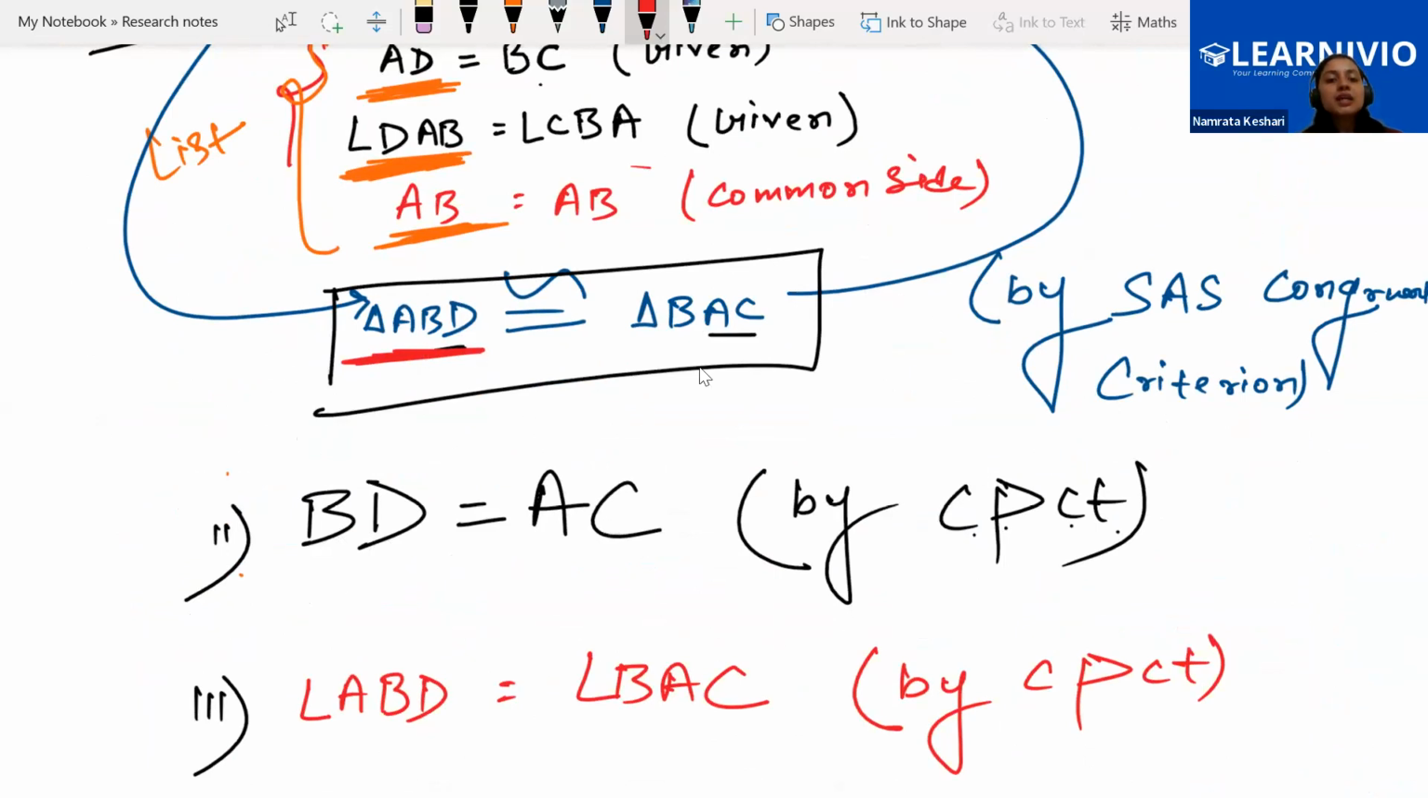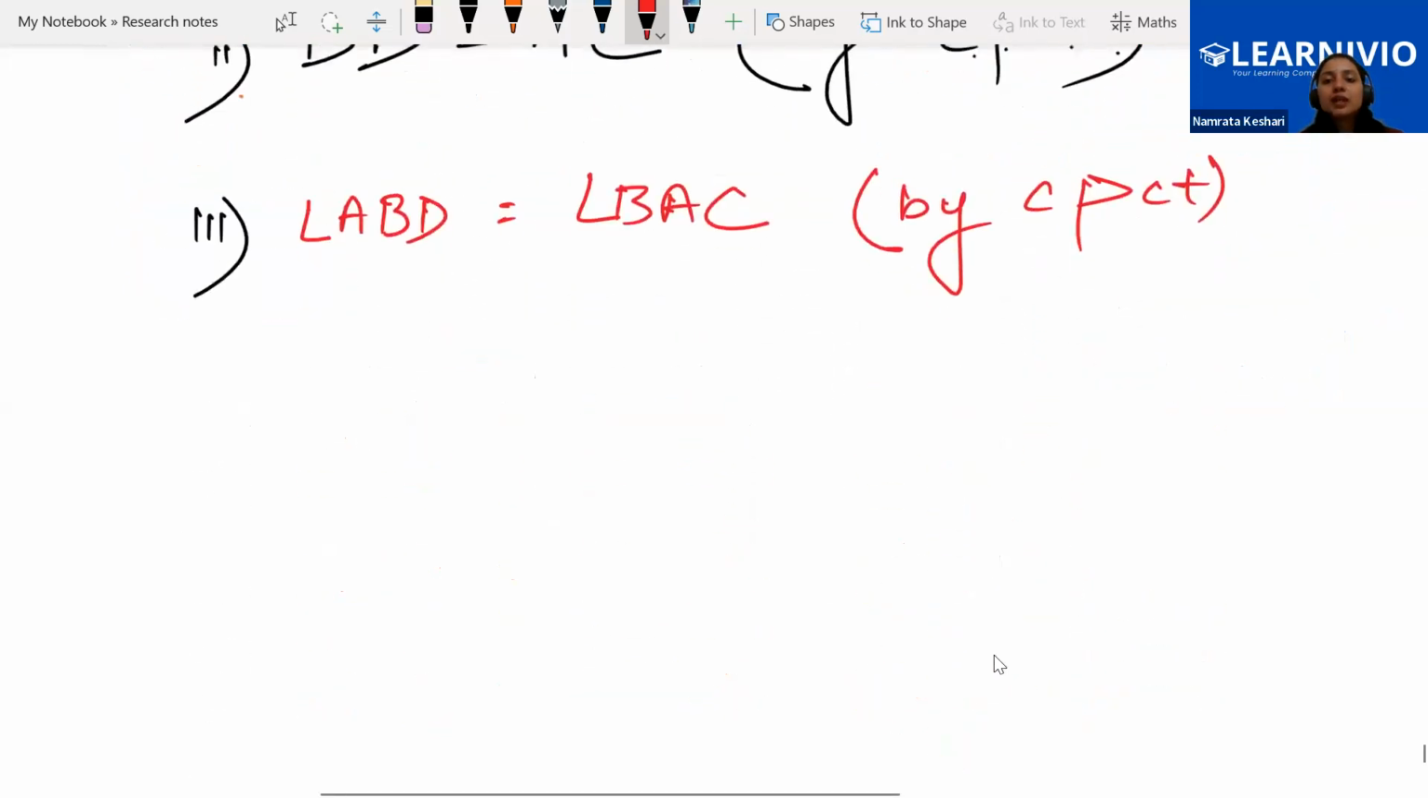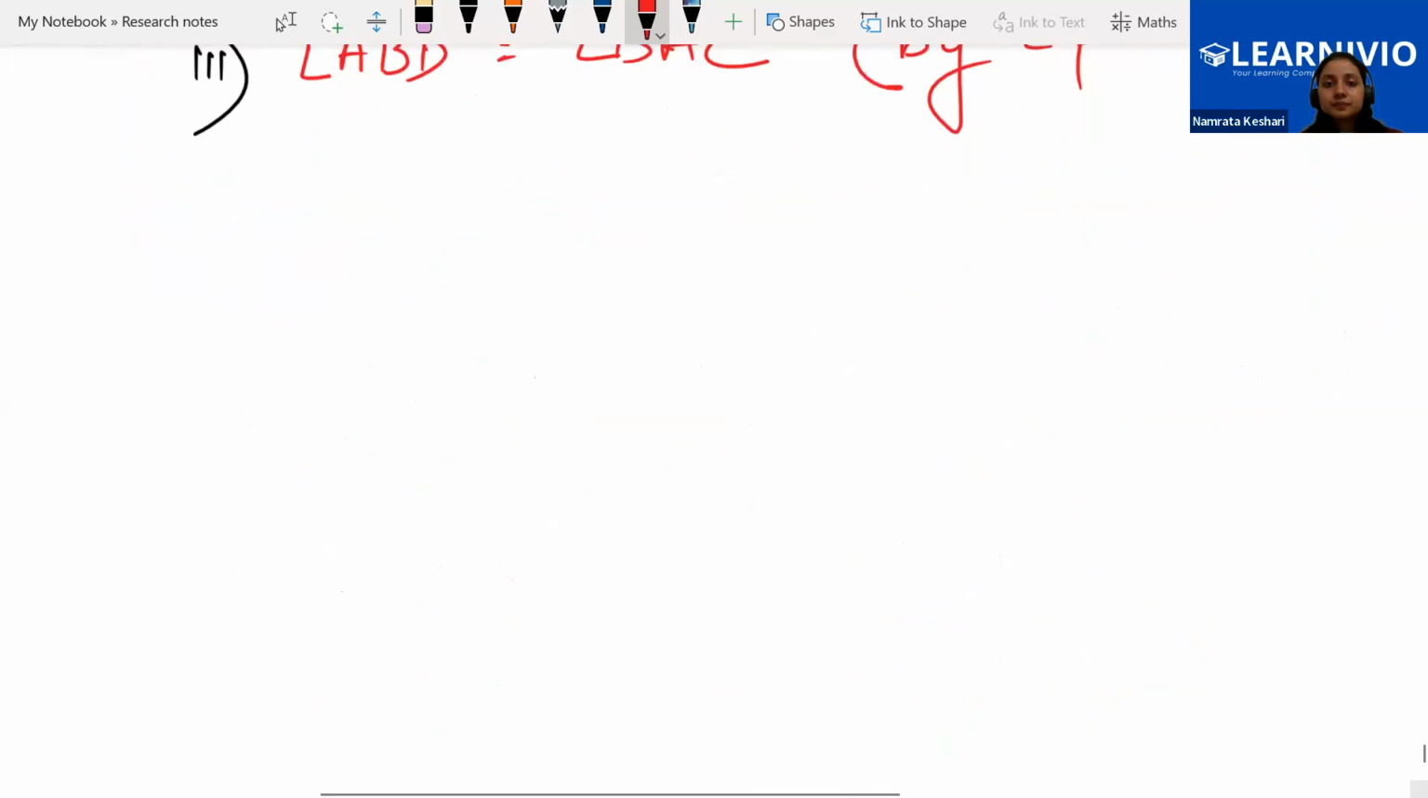So we can say BD and AC have to be the same by CPCT. CPCT means corresponding parts of congruent triangles are always the same. Similarly, angle ABD and angle BAC will be the same, again by CPCT. Why? Because corresponding parts of congruent triangles are always the same. Anyone having any confusion so far?